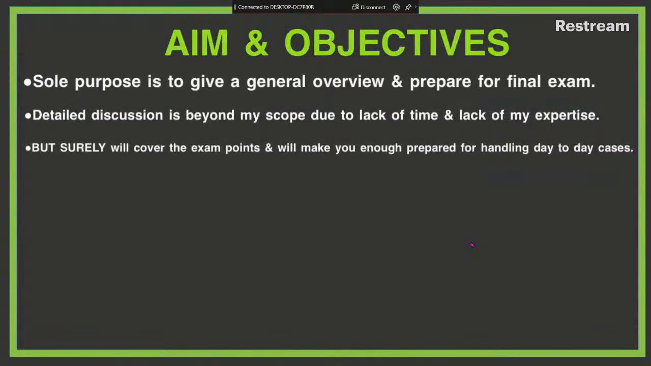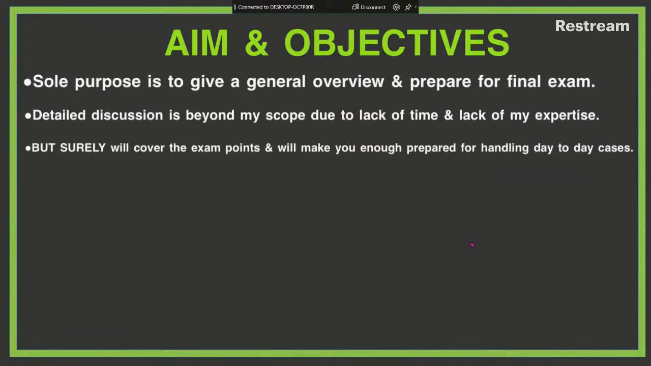The sole purpose is to give a basic overview, because it is beyond the time limit and my capacity to give a detailed description of all the liver tumors, including benign and malignant. And that is not my objective also. My main objective is particularly from a resident point of view. Number one is definitely residence exam, and second is your day-to-day work.